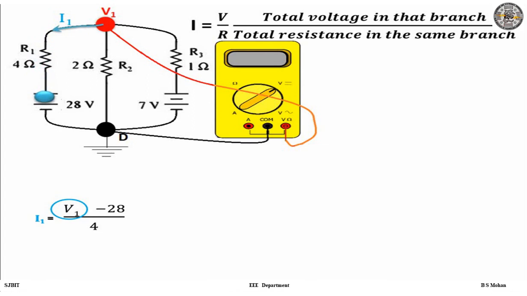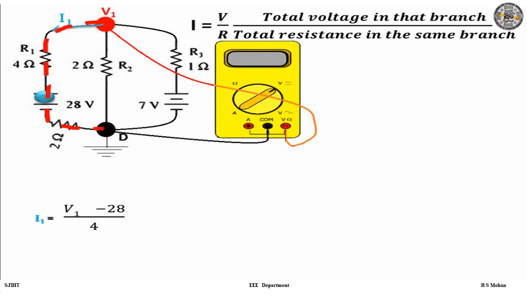Positive. Thus it is negative in the equation, right? Next, in the first branch, which resistances or passive elements can you observe? It's only one, that is 4 ohm. So it is divided by the total resistance in the first branch, that is 4 ohm, right?